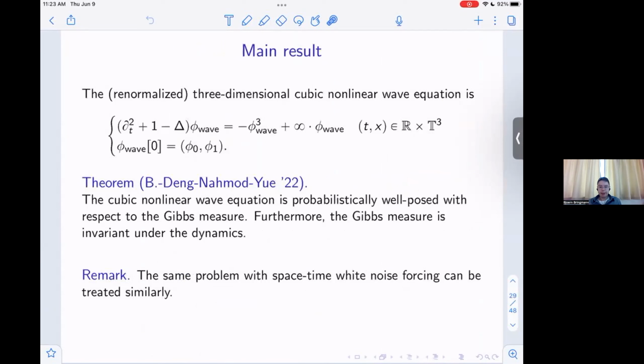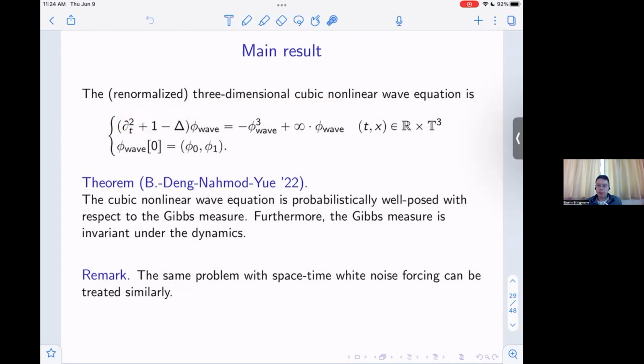So now I want to state, at least in a little bit of an informal fashion, the main result of our work. So as promised, we consider the three-dimensional cubic nonlinear wave equation. On the left-hand side, I have my typical wave operator. So it has a second-order derivative in time and a second-order derivative in space. It also has this additional massive term, which is right here.